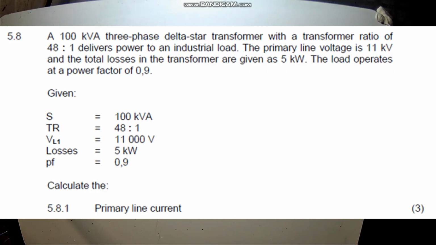The next question, you can read it from the screen. I won't read it. You can read it and try and do it on your own and then look at the solutions. So in this one, I'm going straight into the solutions because we did this video already, not the same question, but the types of questions. Right, so do note that here we are trying to find the primary line currents. That's our very first question.